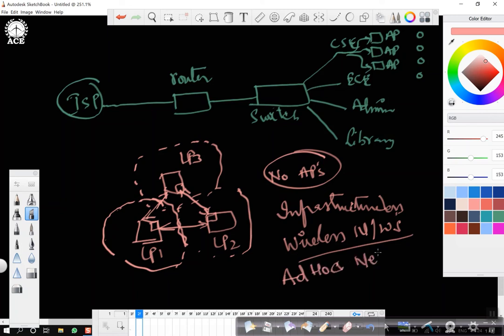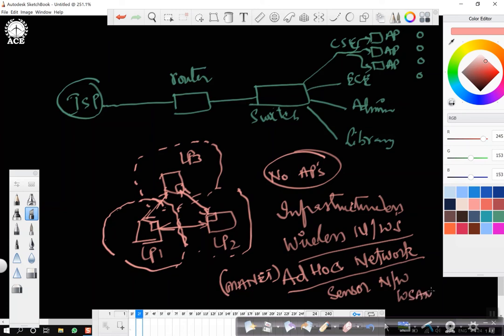Ad hoc means this is not permanent, this is temporary. I'm just giving an overview, we are not going into details of this. Mobile ad hoc network, popularly written in short as MANET. Temporarily it is formed to exchange information. Or it can be sensor networks, wireless sensor networks, generally written in short as WSN, not AN, WSN.